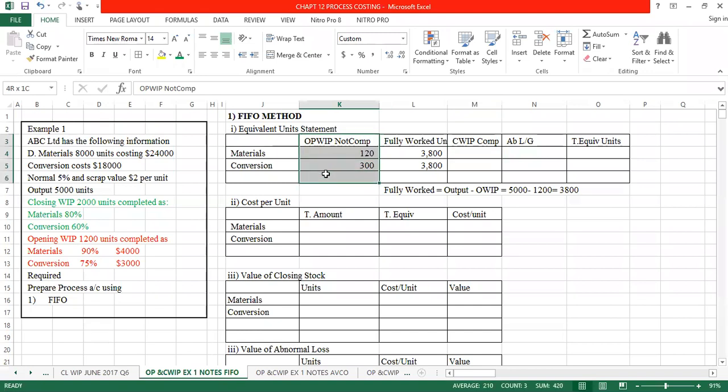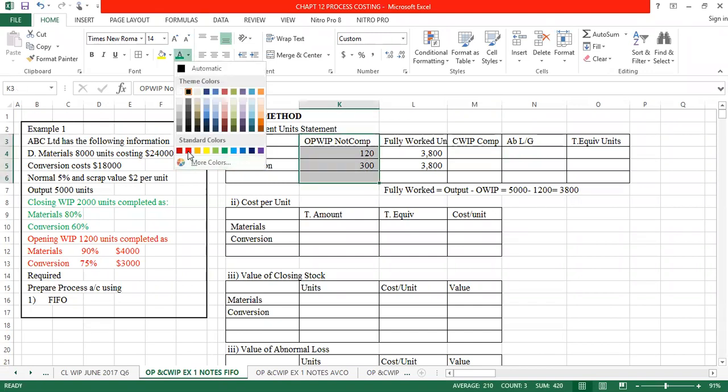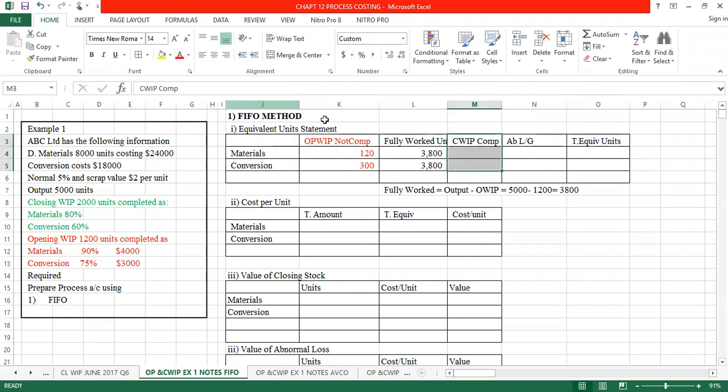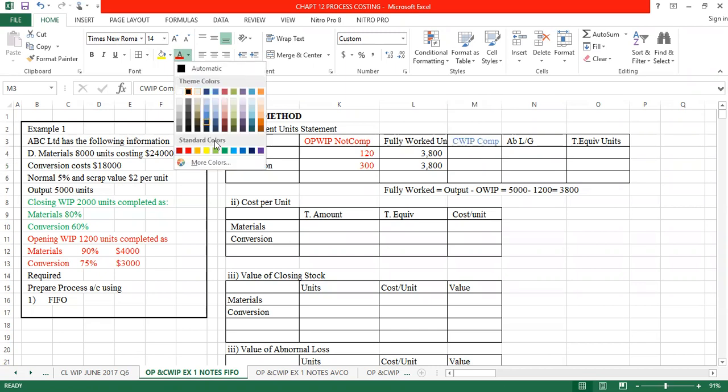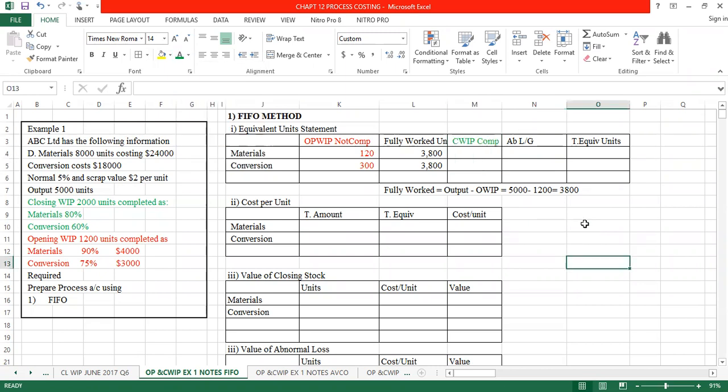So let me put this in red so that you know we were using the red values. Now here, I'll put it in green so that you know we were using the green values. I'm just trying to simplify it in a way that you can easily relate them. So closing work in progress completed is 2,000, you can all see 2,000 times what? 80% is what is complete. Next one is 2,000 times 60%. 60% is what is complete, 1,200.